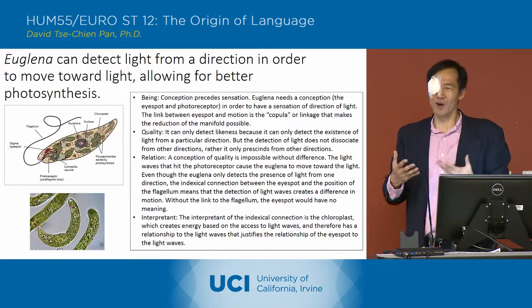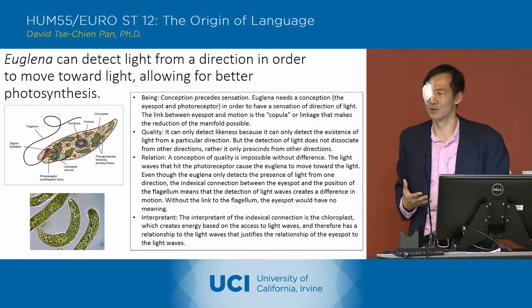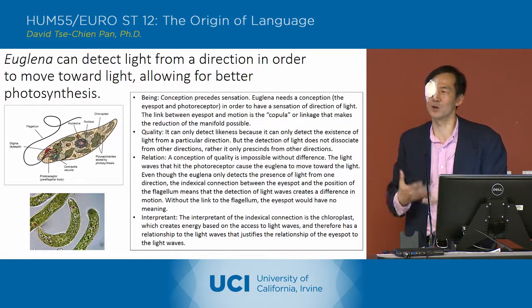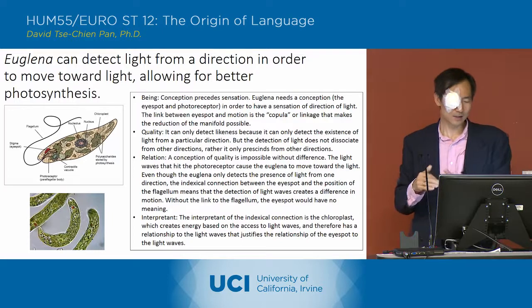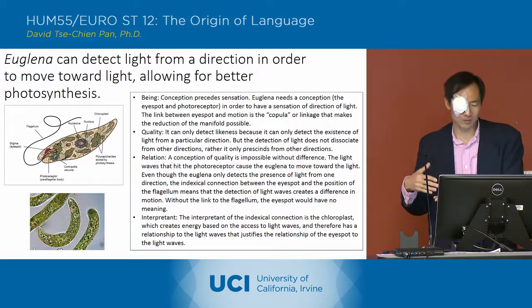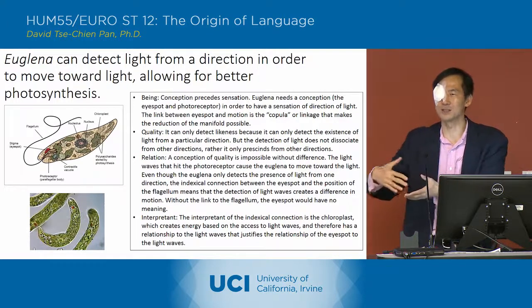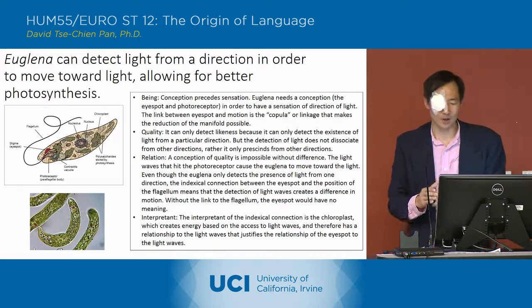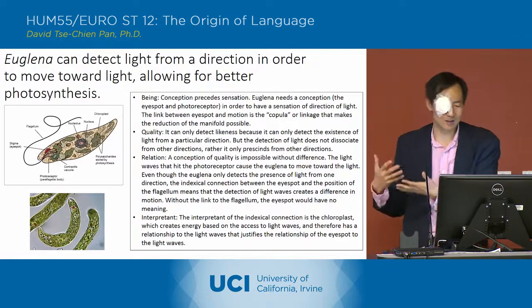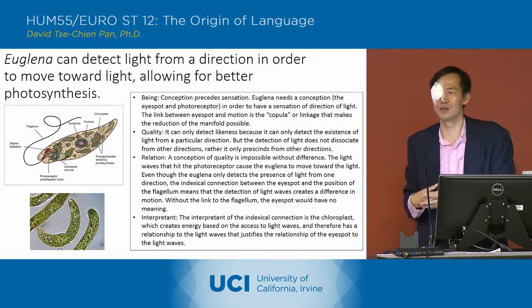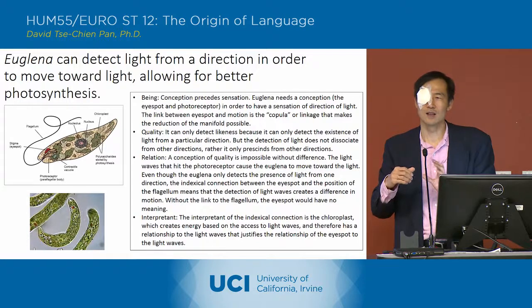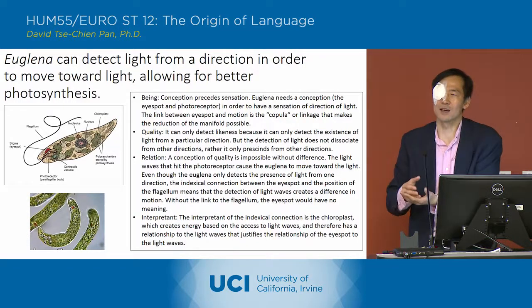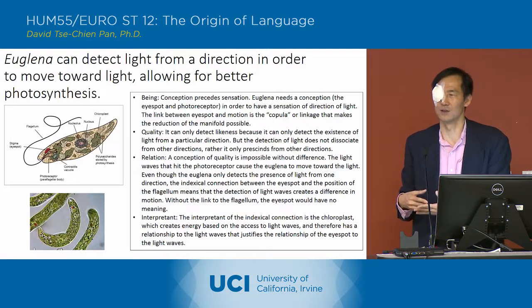is that sensation here, as we argued before, depends upon conception. You have to have a conception of the thing, of the sensation, first, before you can have the sensation. And the conception is basically this apparatus in this creature that links the eye spot to the flagellum, so that the perception is linked to this movement. What we're saying is that this euglena can really perceive only one thing, which is light from a particular direction, lined up with the eye spot. And the only way it can perceive it is because it has an apparatus that's built to perceive that. So again, the conception, which is the apparatus, precedes the sensation.